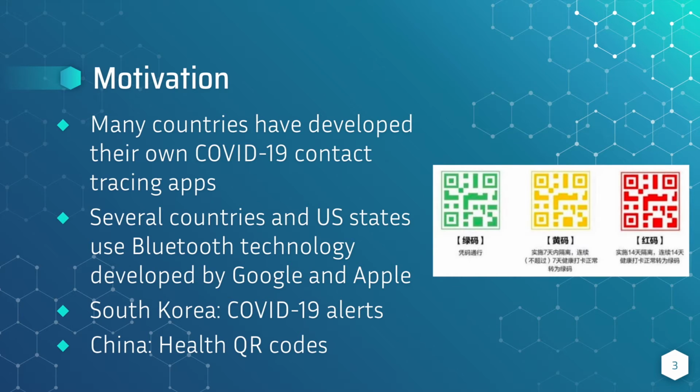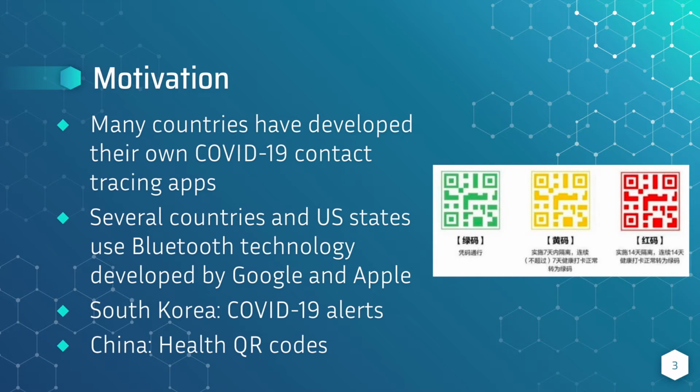Some countries have even developed their own COVID-19 contact tracing apps, with different countries adapting different technologies. Several countries and US states, including Austria, Germany, Japan, Australia, and Singapore, have created apps that utilize a new Bluetooth technology developed by Google and Apple that can detect all people within 6 feet. New York and New Jersey have also adopted an app called COVID Alert NY, which uses this new Bluetooth technology.